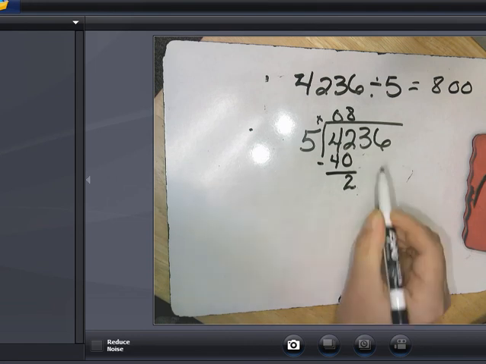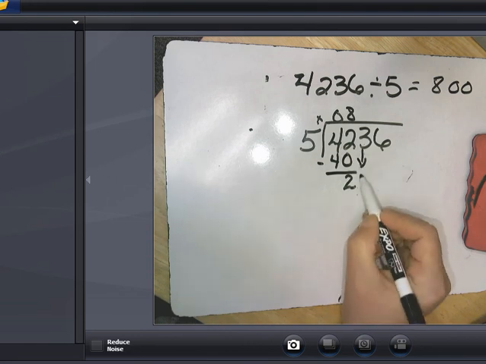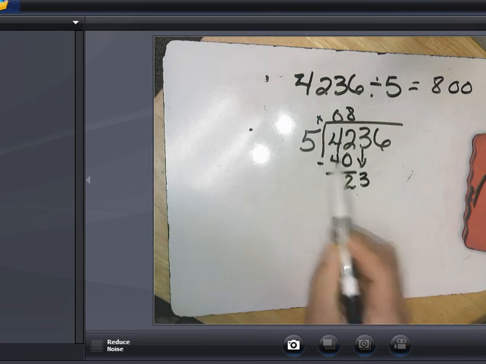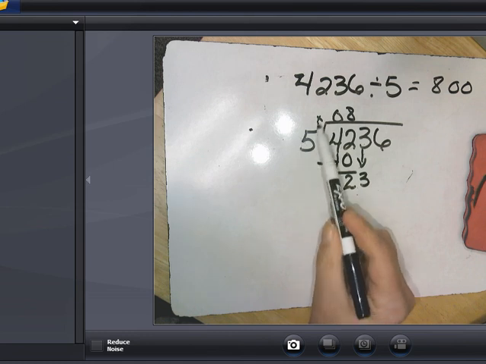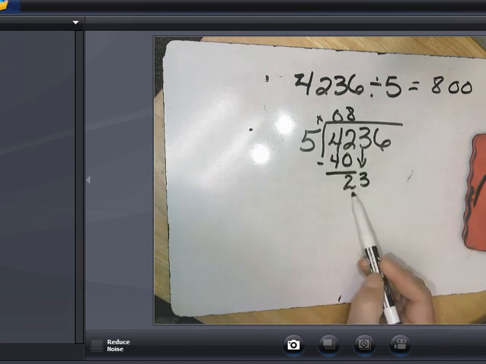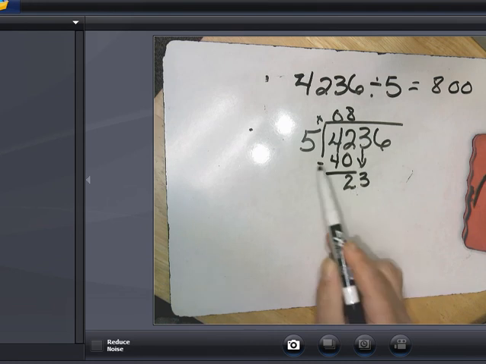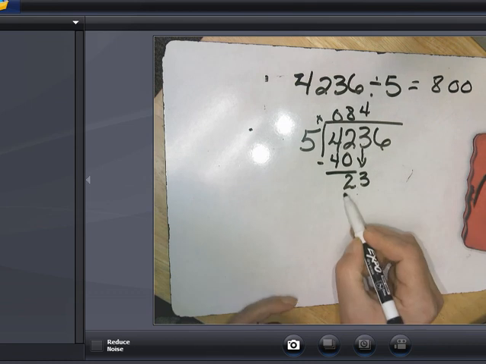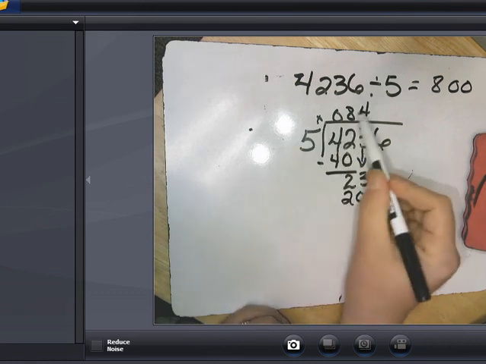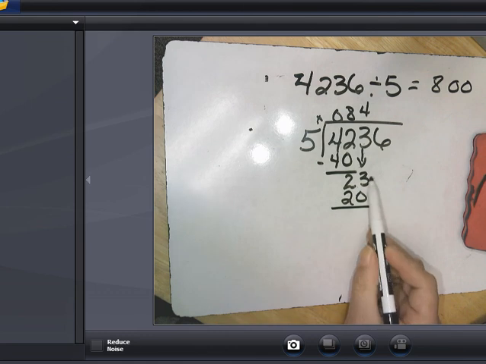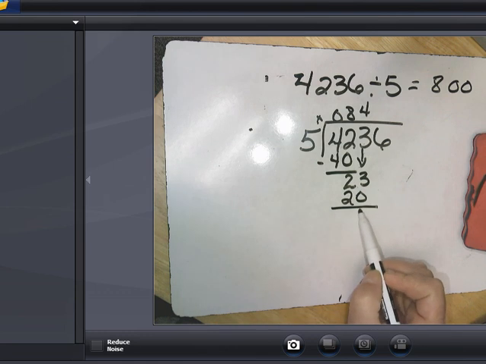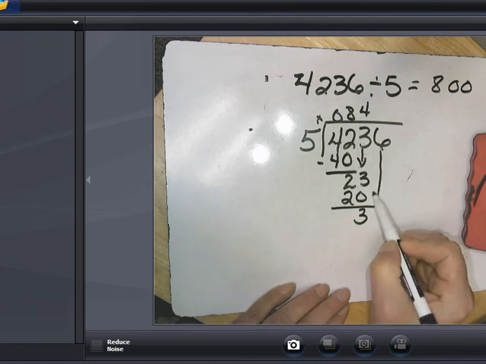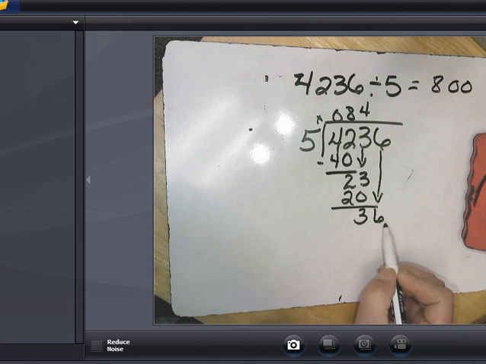I'm going to bring down the next digit so I have a new number. So I have to go again. 23 divided by 5, or 5 times what is 23 or less than? 5 times 4 equals 20. So I did 5 times 4 equals 20. And now I have to do that third step, subtract. After I've subtracted, I bring down my next number. I have a new digit to divide by.